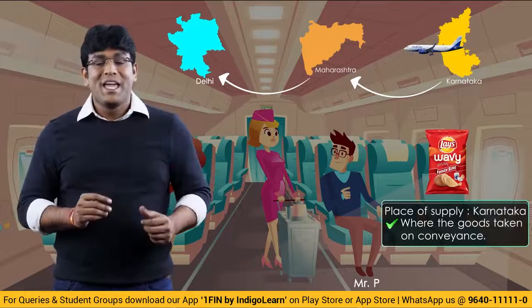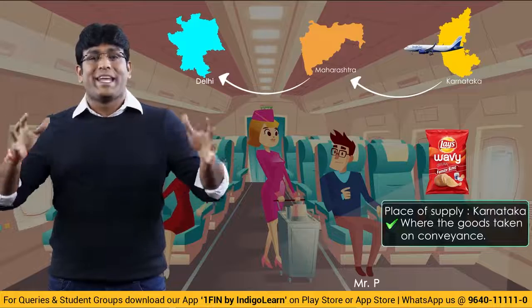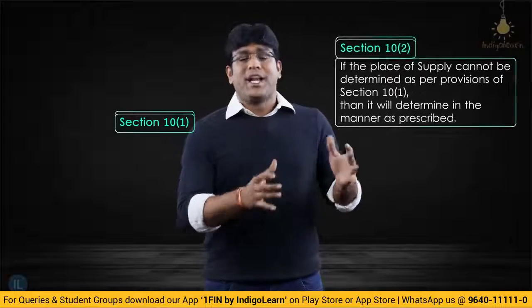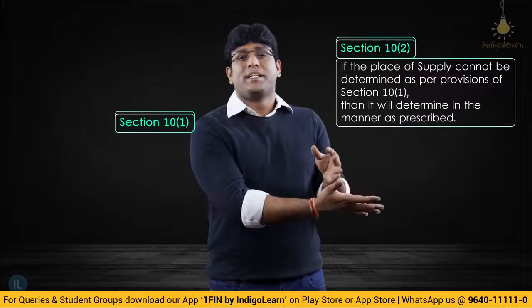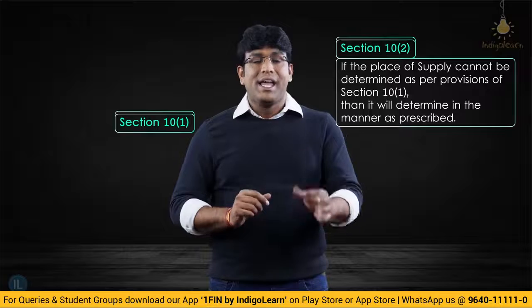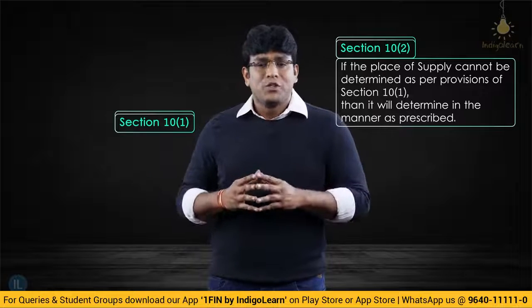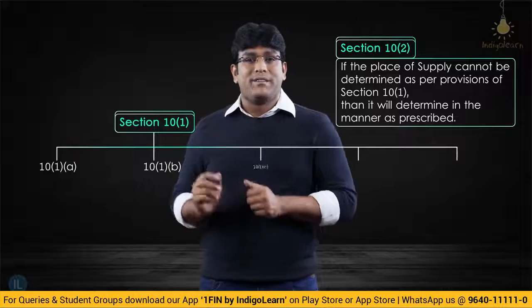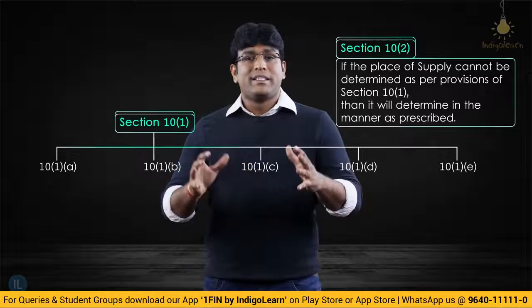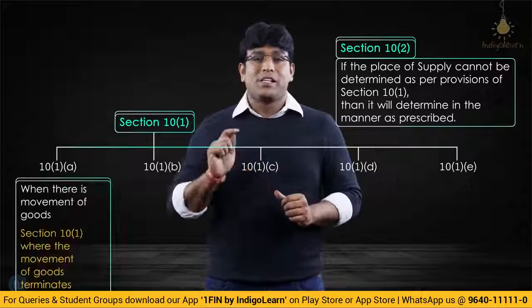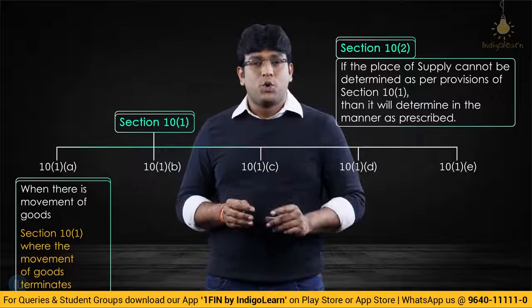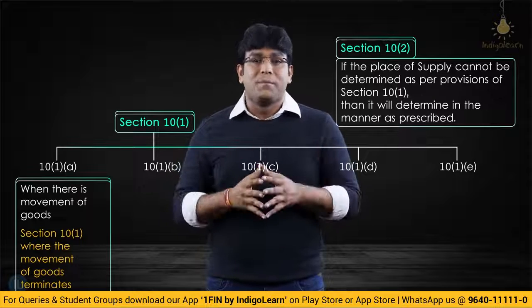Very, very interesting point. That is the story of section 10.1e, and that is the end of discussion for section 10. And as I told you, section 10 is divided into 10.1, 10.2. 10.2 says if place of supply cannot be determined under section 10.1, it is determined in such manner as may be prescribed. So they'll prescribe, don't worry. 10.1, we have got 5 clauses there: 10.1a, 10.1b, 10.1c, 10.1d and 10.1e. 10.1a talks about place of supply in case where there is movement of goods, where the place of supply will be the place where movement of goods terminates for delivery to the recipient.